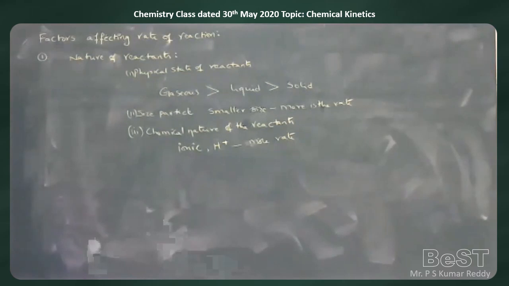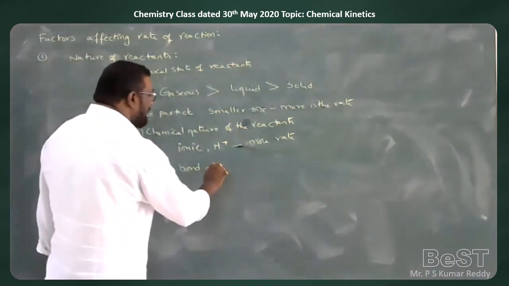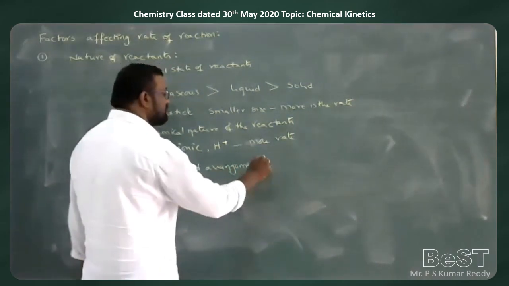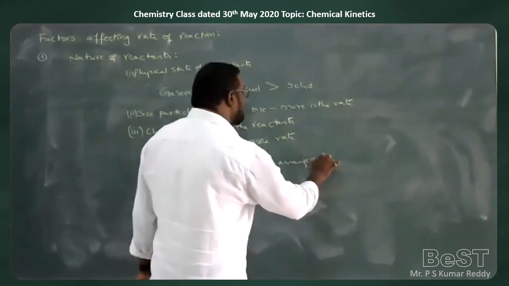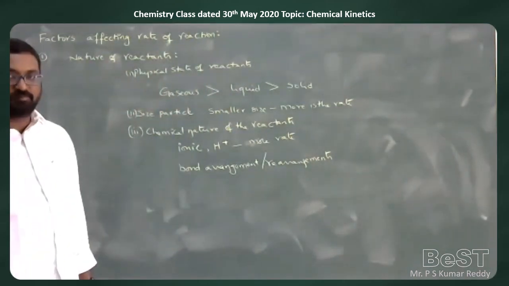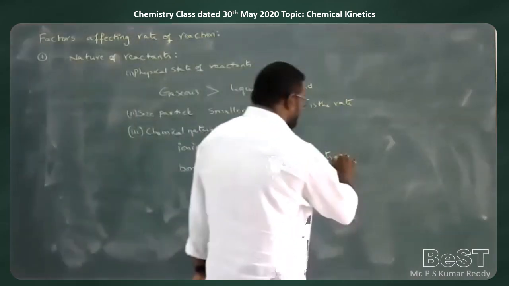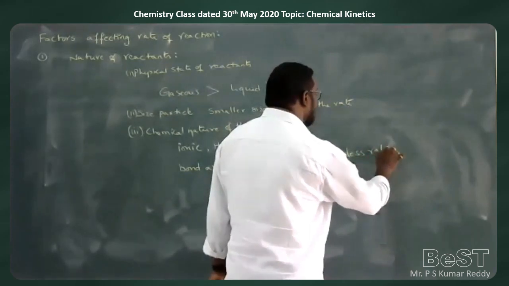In the same way, bond arrangements and rearrangements. Whenever bond arrangements and rearrangements are there in the reaction, then the reaction will be slow. That means the rate of the reaction will be less.